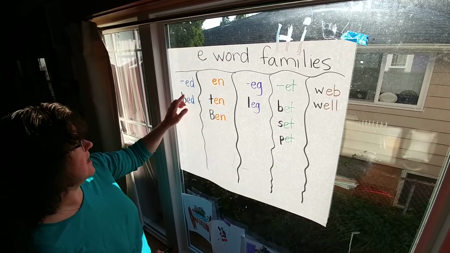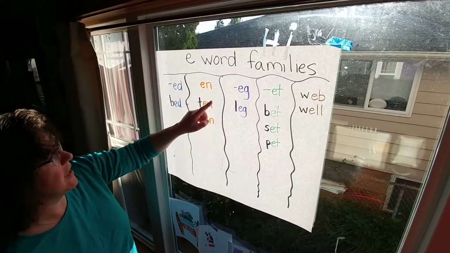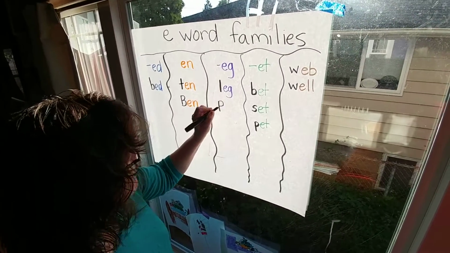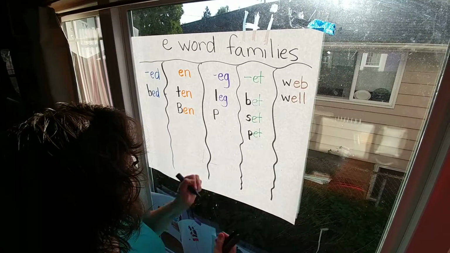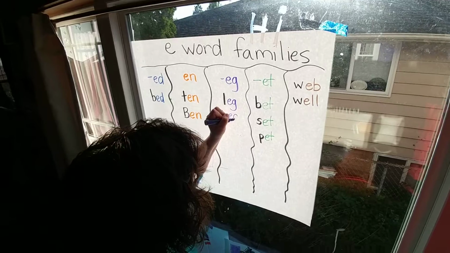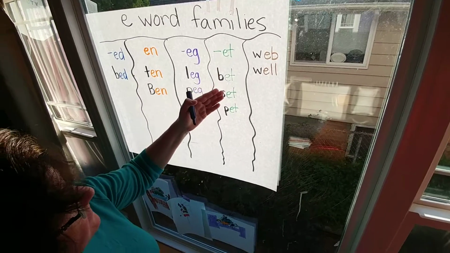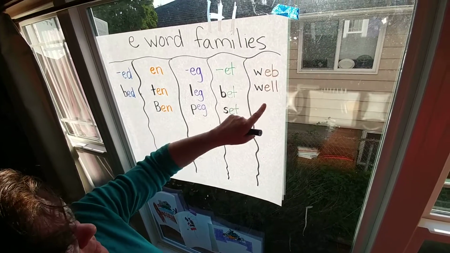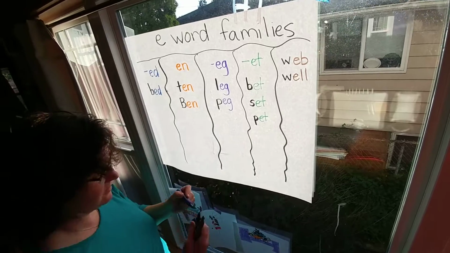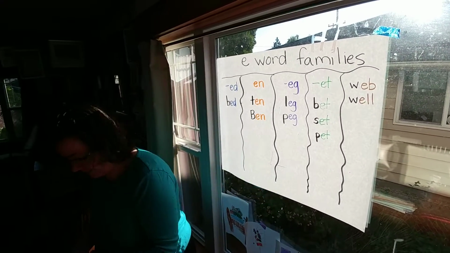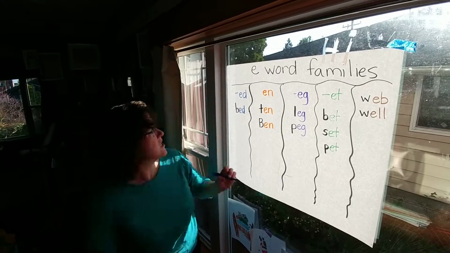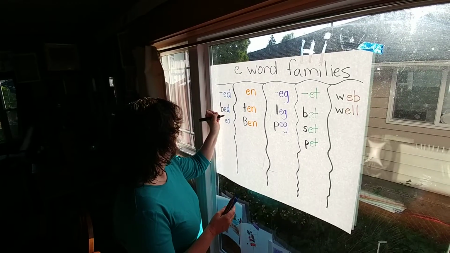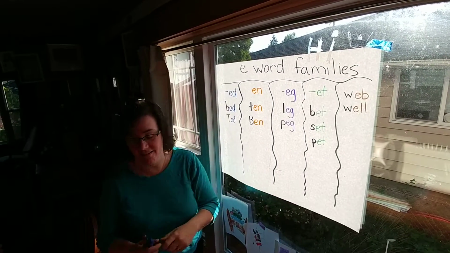Let's read them together. Bed, ed, bed. N is 10 and Ben. Egg, like leg. Oh, we also have a peg. Right? Et, bet, set, pet. And then we have these ones that we don't have, there's not a lot of eb words, but there's web and L words like well. Okay? All right. And I just thought of another ed word. This is another name. Ted. Ted and bed. All right?